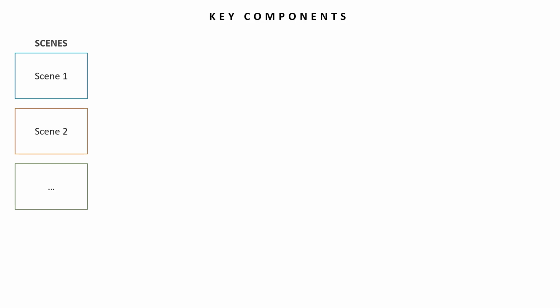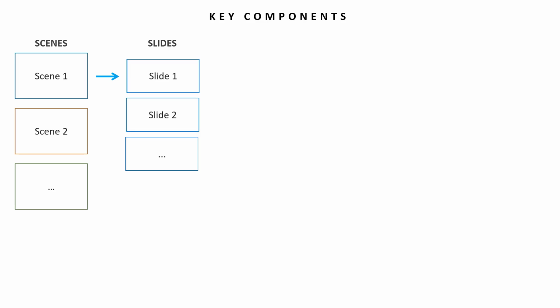Just like in a movie, which consists of several scenes, a course module in Storyline can have multiple scenes. Next is the slide. One scene can contain several slides, and a group of slides forms a scene. Now, the next component is the layer. One slide can have multiple layers. The slide itself is called the base layer, and all other layers created for that slide are built on top of the base layer.